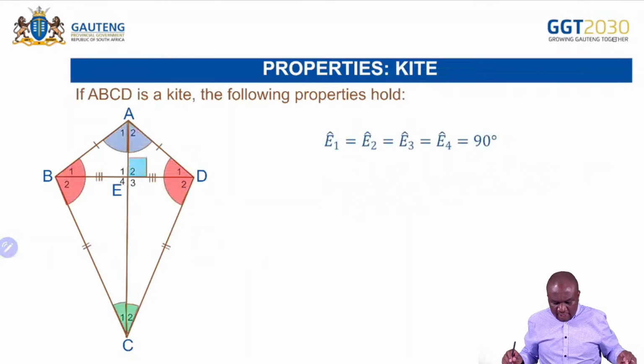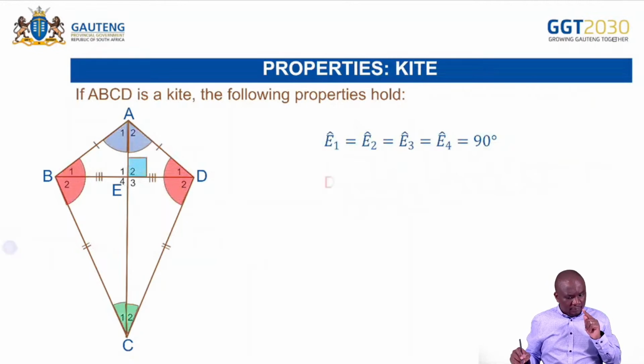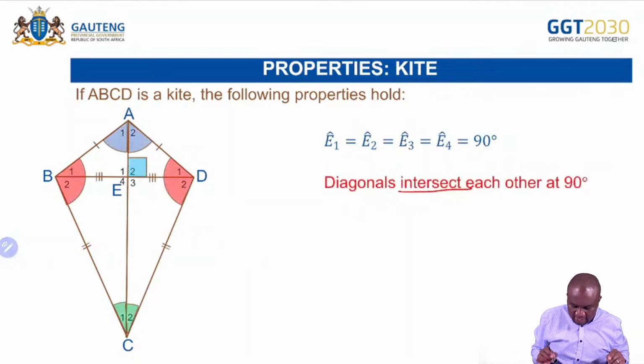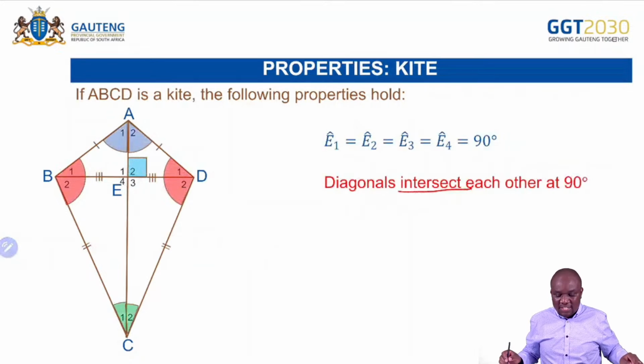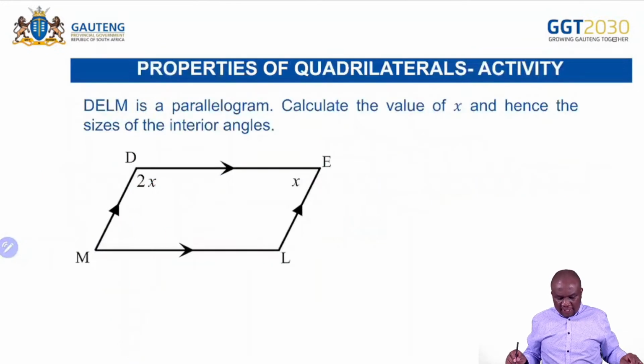Right? And then the diagonals intersect. Take note of this. I'm not saying the diagonals bisect each other at 90 degrees. They intersect at 90 degrees because they do not bisect each other. So these are the properties of the kite.